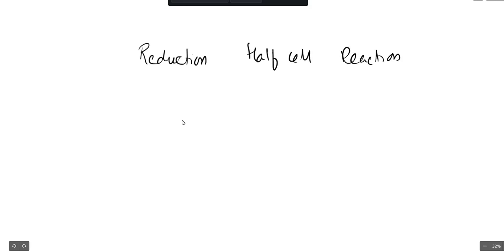Now I'll be taking the reduction half cell reaction. Let me take the pen now. I'll be solving the reduction half cell reaction. Right. Now, let us take the underlined part. Okay. Right. Now, in the reduction half cell reaction, what is the thing? You have hydrogen. Okay, I'm sorry. Let me erase this.